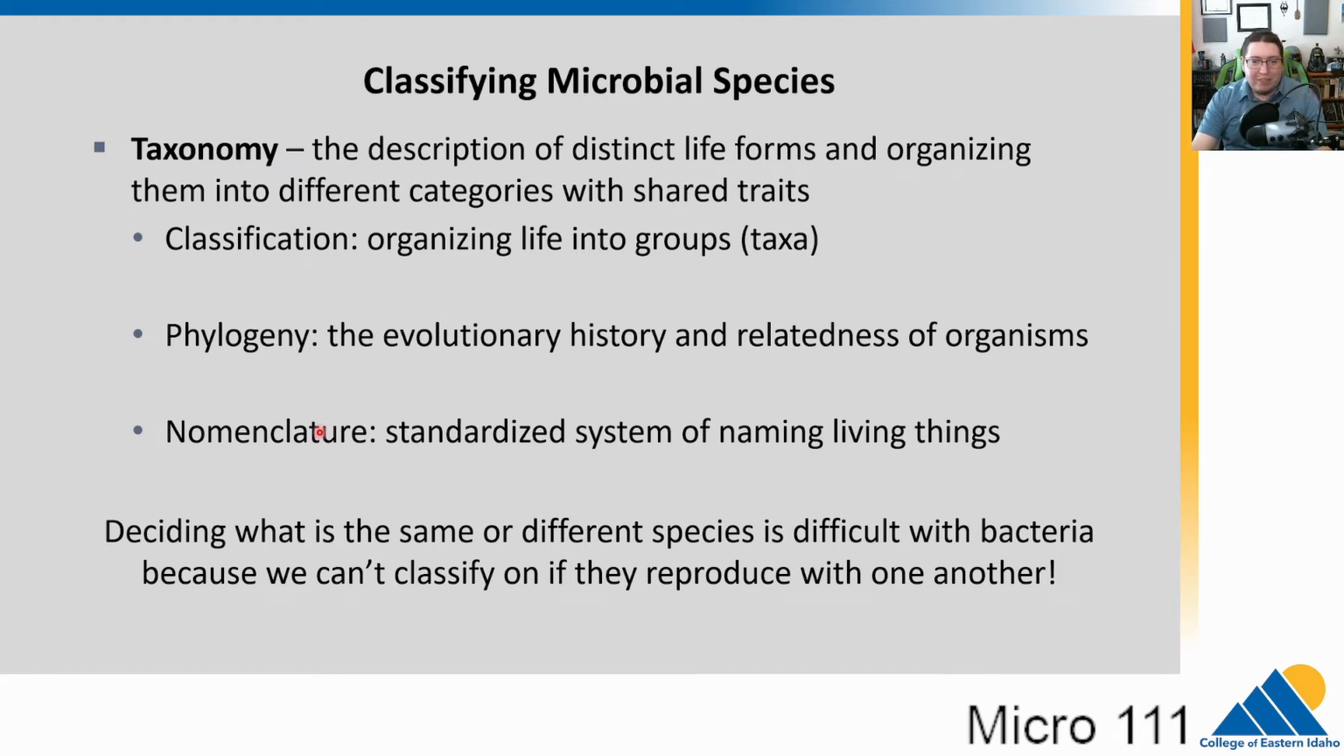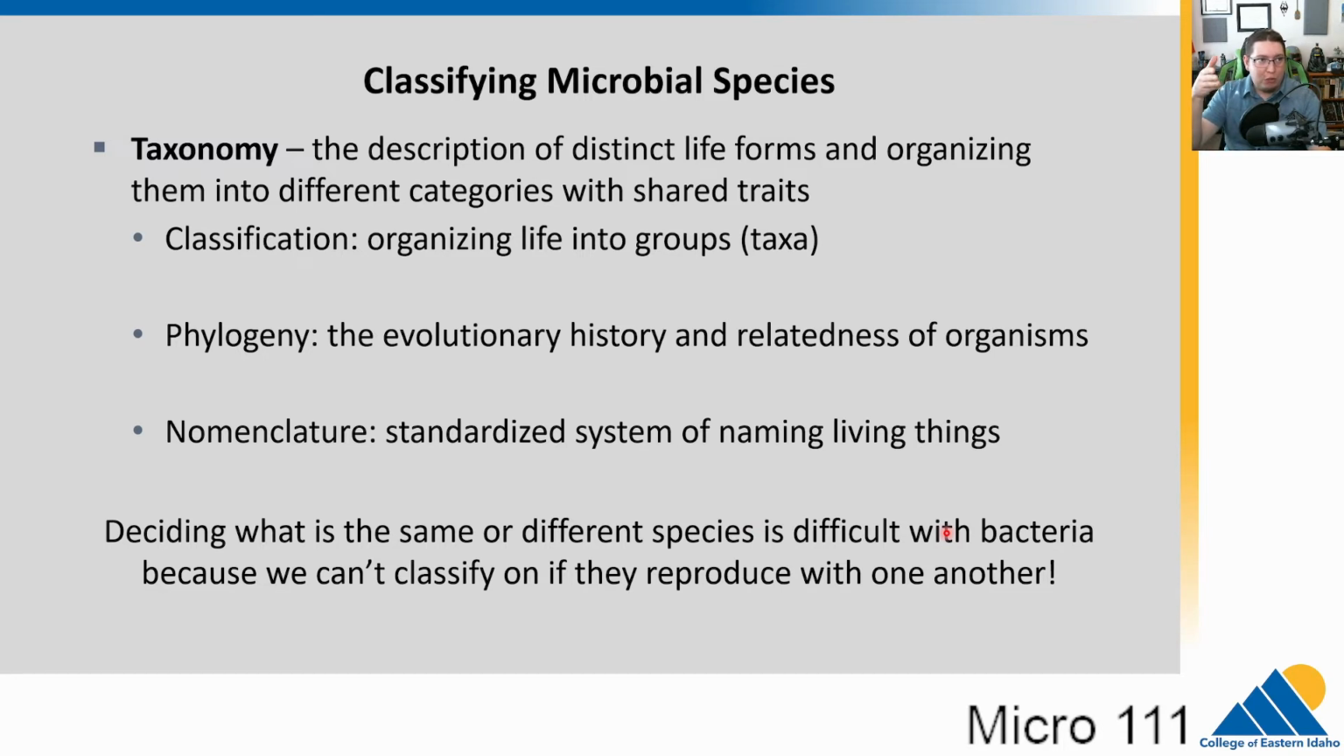Deciding what is the same species or what is a different species is difficult when it comes to bacteria. For animals, we tend to use what we call the biological species definition. That is, can these two organisms reproduce with one another? If so, they are the same species. For animals, that tends to work very, very well. Plants, things get messy. Plants are very promiscuous, let's say, but with animals, that works.